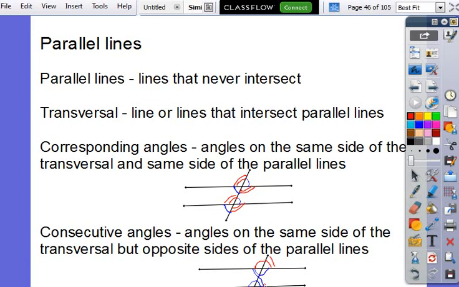Any questions about that? So corresponding, same side of transversal, same side of parallel lines. Consecutive, interior and exterior on the same side, and either inside or outside.